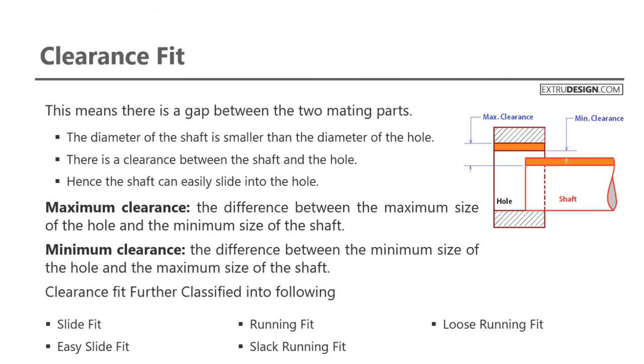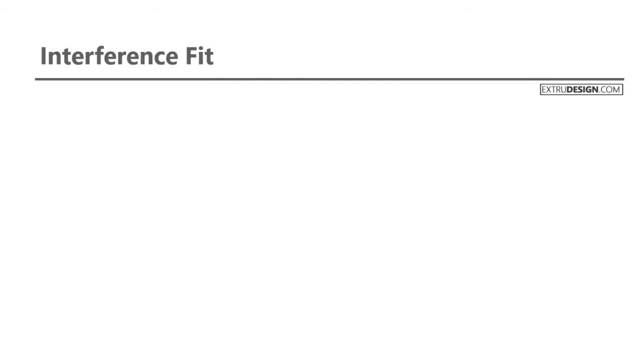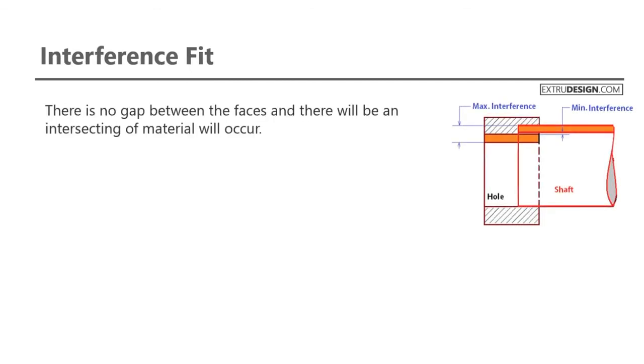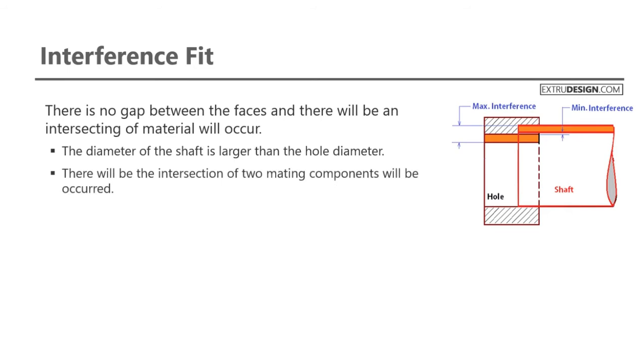Let us go to the next one, interference fit. In interference fit, there will be no gap between the faces and an intersection of material will occur. The diameter of the shaft is larger than the hole diameter, so there will be an intersection of the two mating components. Hence, the shaft will need additional force to fit into the hole.